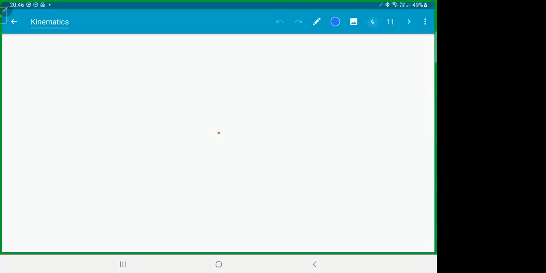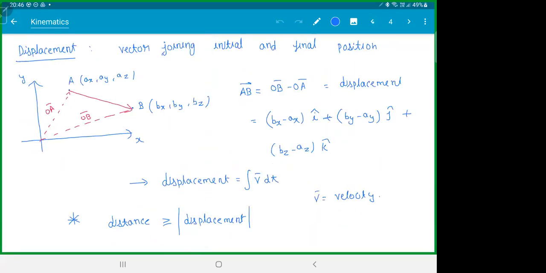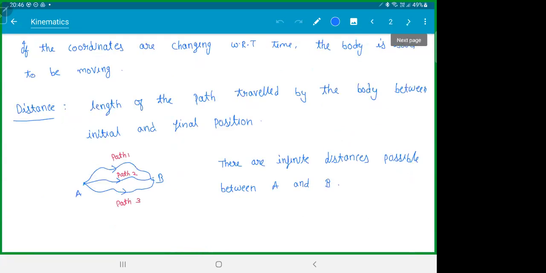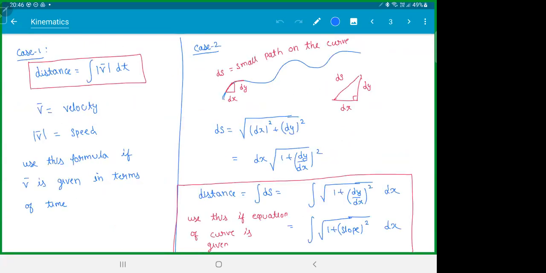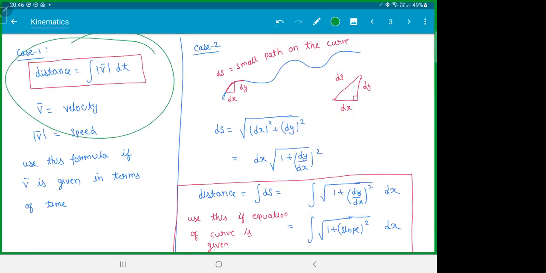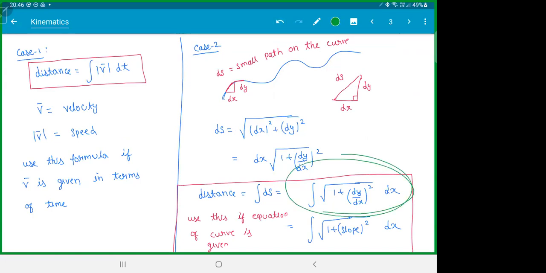So last class, we just started with the basics of kinematics. We defined the distance, and these are the formulas for the distance. Distance is nothing but speed into time. But if speed is variable, then you have to integrate this. So distance is integral mod v dt. And for distance, another formula is integral root over 1 plus dy by dx whole square into dx, in case the equation of the path is given and they ask you to find the distance. This is the formula we have to use.